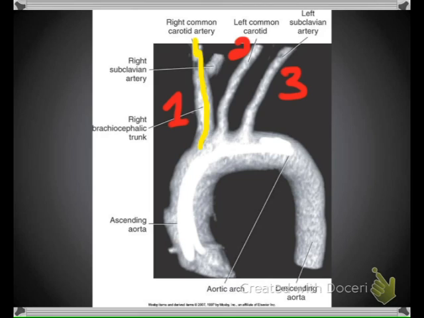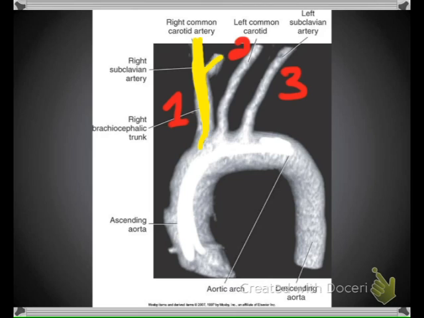And as we continue on, the brachiocephalic trunk diverges, and we have a branch coming off, which is the right subclavian, and it continues on straight up as the right common carotid artery. So the brachiocephalic trunk diverges, and one becomes the right subclavian, and the other part becomes the right common carotid artery.